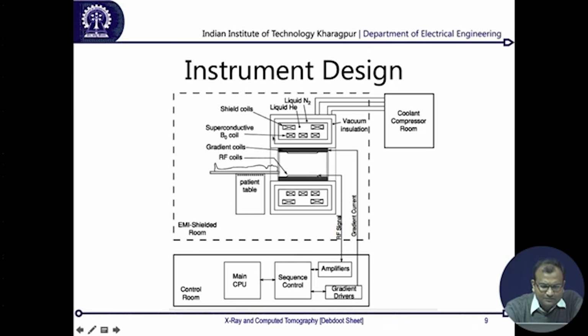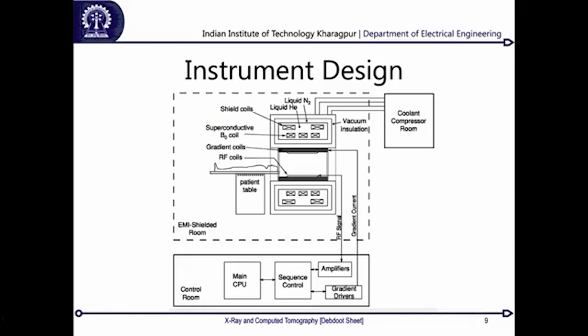Since these RF coils are operating at a much higher frequency, and the magnetic field which you need to create is in the order of a few Tesla, imagine the amount of amperes of current which is going to pass through, that generates a super amount of heat. So you do need a good amount of cooling, and that is done by using liquid helium and liquid nitrogen together in a shielding apparatus. And there is another coolant compressor room which uses it.